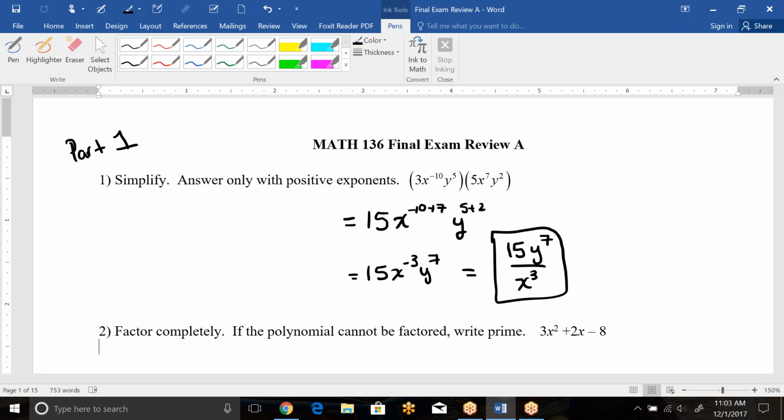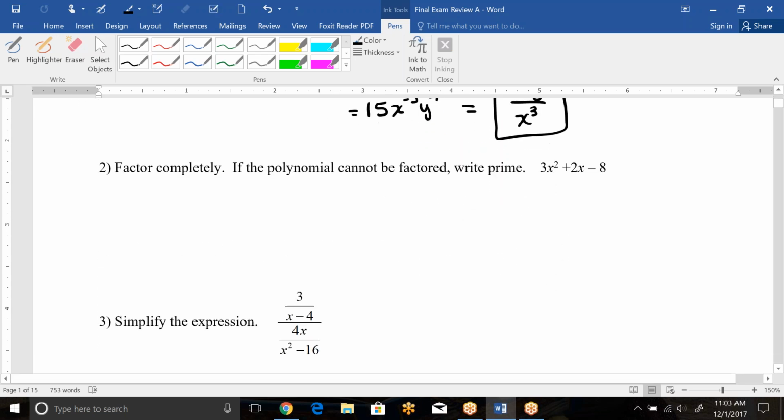For number 2, we want to factor completely. If the polynomial cannot be factored, write prime. This is a trinomial because it has 3 terms, and because it does not lead with a 1, we need to use the factor by grouping method to try and factor it. So I always do the number in the front, a, times the number at the end, c. This is negative 24. That means that we're looking for 2 numbers that multiply to make negative 24, so they have to be a positive and a negative. And then they still have to add to this middle term.